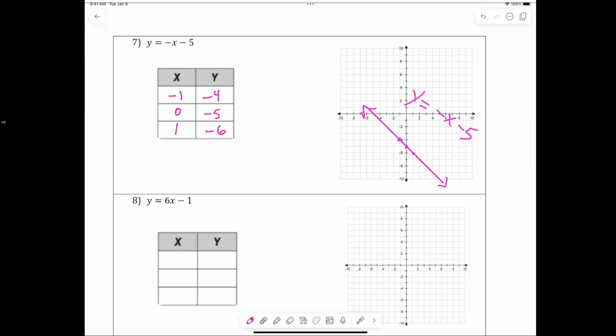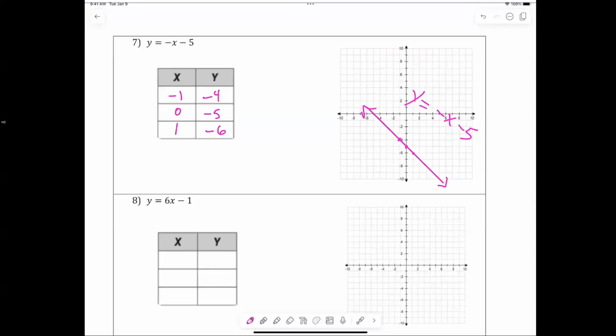Go back to your calculator. Now, some of you still don't know the negative sign is on the calculator. Clear out the function, hit clear, and then type in negative. Negative is right next to the decimal. -x minus 5. And then hit the graph button and go, wow, I'm pretty smart.